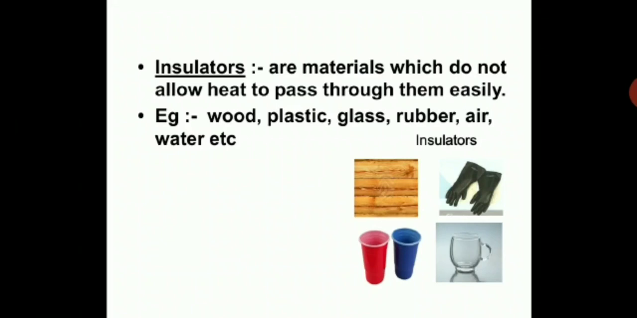So you can see the pictures here. Rubber gloves you wear when you have to work in a heating furnace, when you need to add something, or in an oven when you need to put something. So you need to wear gloves made up of rubber. Glass also is not a good conductor, that means an insulator. Plastic and wood cannot allow heat to pass through them easily. You take down this definition and the examples.